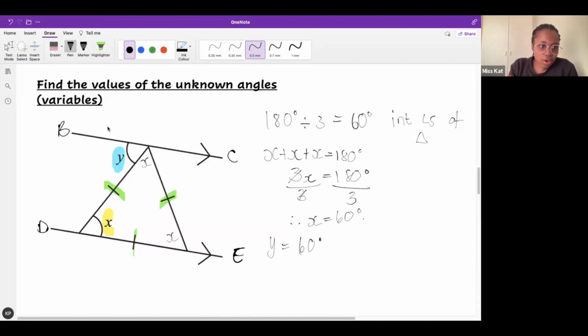They're not vertically opposite. Remember, vertically opposite means they are on opposite sides of the corner. Alternate angles. Is that all of my reason? You guys are forgetting something. Yay, Slindile, BC is parallel to DE. Beautiful, guys.